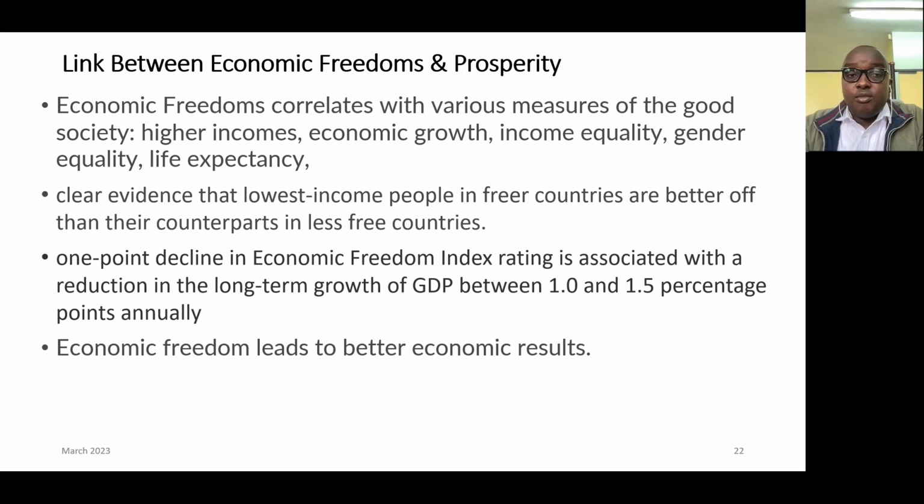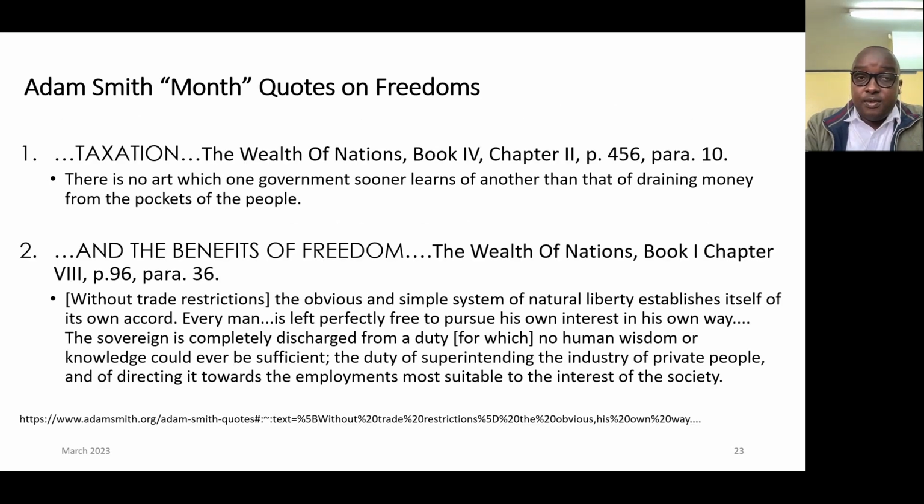And then this is from some research that was done, that a 1 percentage point decline in the economic freedom index is associated with a reduction in long-term growth of GDP of between 1 and 1.5 percentage points annually. And if you take the factor of time and compound it, that's a larger reduction. And then economic freedoms lead to better economic results.